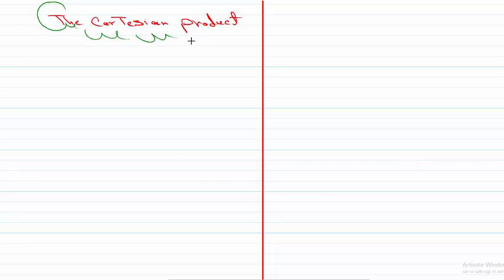Our title today is the Cartesian Product. At first, what is the meaning of the Cartesian Product? Today, we will multiply two sets. The Cartesian Product means we will multiply two sets.